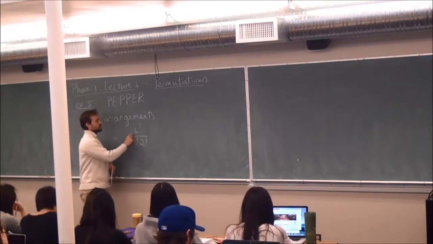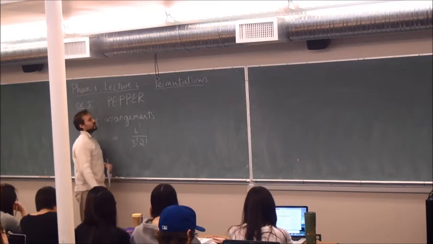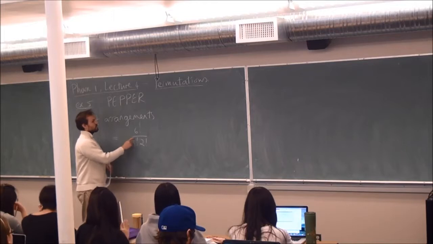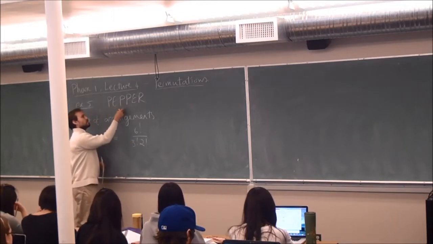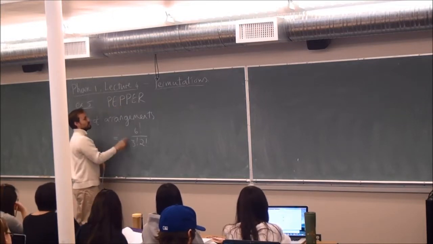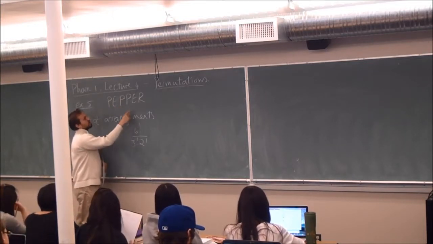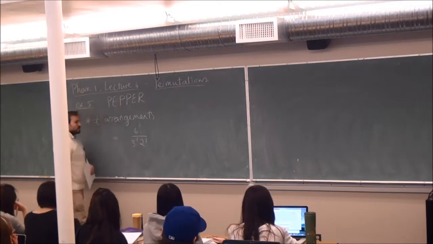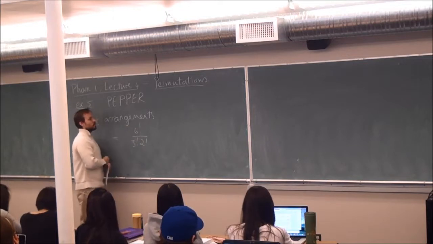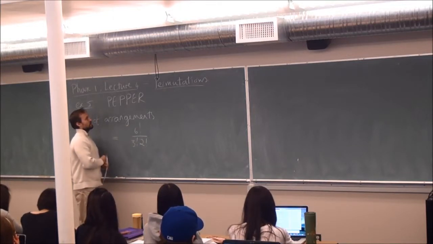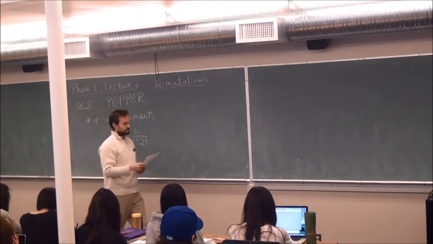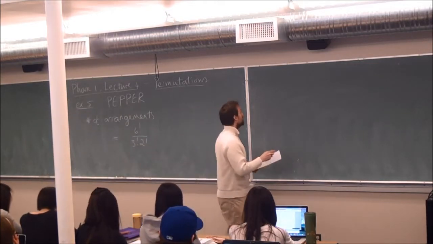So 6 factorial: I can count all the letters as if they're all different, 6 of them. Then I have to divide by the number of ways I can arrange the identical letters as if they're different. Just the p's among themselves, 3 factorial. Just the e's among themselves, 2 factorial. So this is my more general way to count a collection of things where some letters are identical. That's where we ended last time.